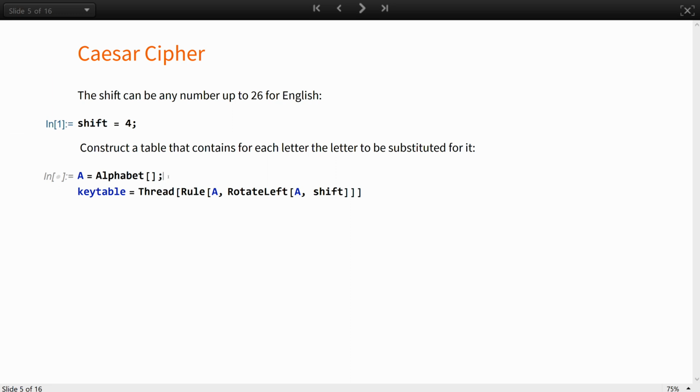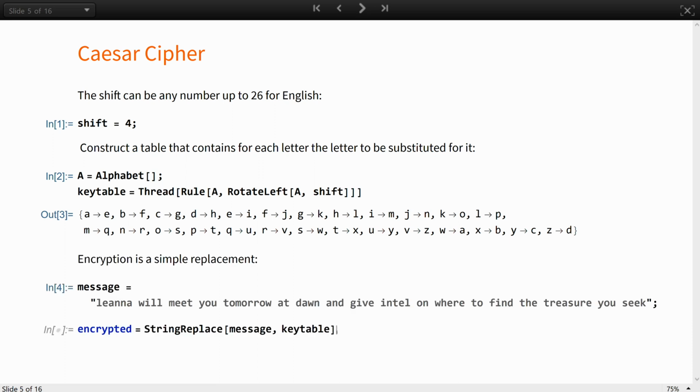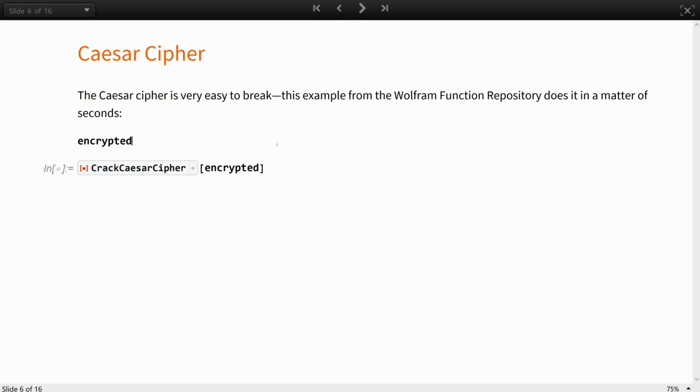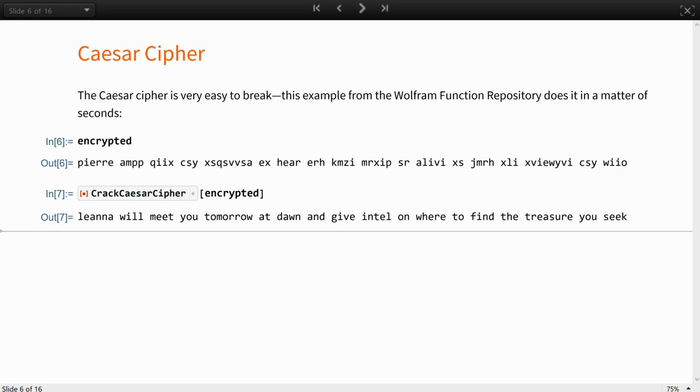For clarity, construct the replacement table that contains for each letter the letter to be substituted for it. And encryption is a simple replacement. A message encrypted this way looks totally scrambled, and at the time, most of Caesar's enemies were illiterate or would assume that the weird message is simply written in a foreign language, offering reasonable protection. But the Caesar cipher is in fact very easy to break. Just try different shifts of the alphabet until you get a readable message. This example from Wolfram Function Repository does it in a matter of seconds.